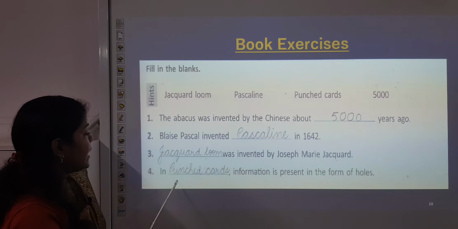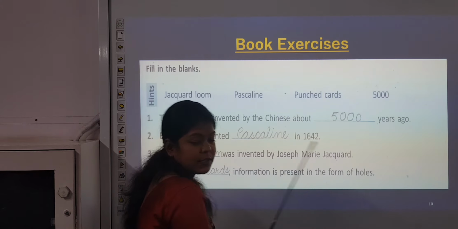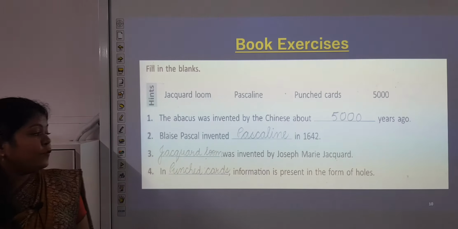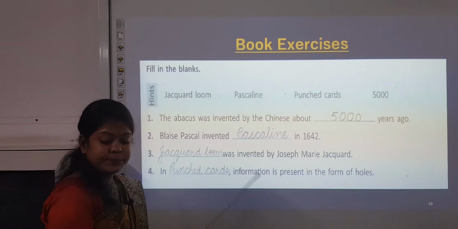Next, in dash, information is present in the form of holes. In which device is the information stored in the form of holes? The answer is punch cards.